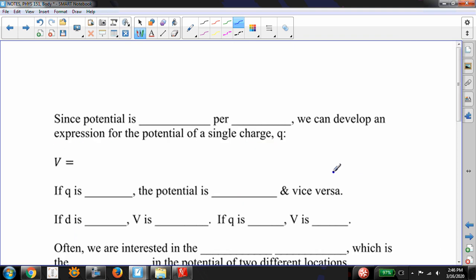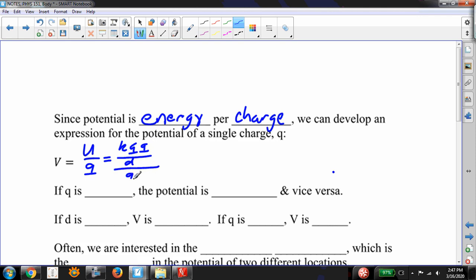Since potential is energy per charge, we can develop an expression just sort of in an ad hoc way. Here we have to use calculus to do it correctly. But potential is U divided by Q. And I know that U is KQQ over D, divided by Q. So if I just look at it from a dimensional point, these Q's would cancel out, and it would leave me with KQ over D. And so this is the expression for potential.